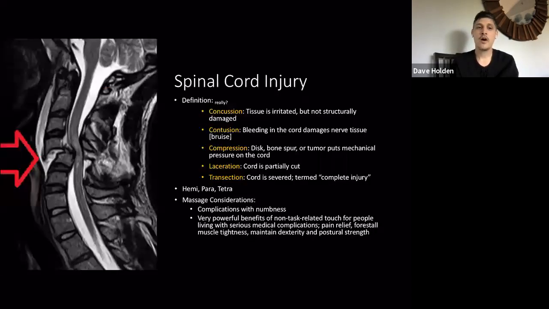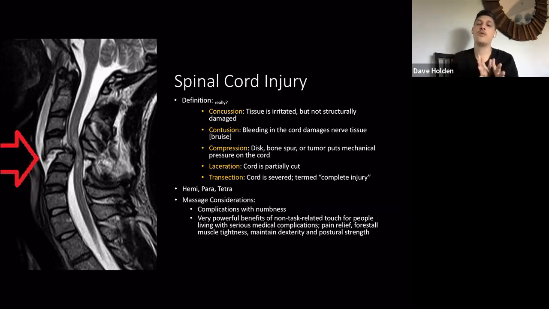Next up, we have a spinal cord injury. So the definition of the spinal cord injury, do I really have to go through this? This is going to be some kind of injury or damage to the spinal cord. So again, when we say damage to the spinal cord, we are talking about a range of injuries that could potentially happen to this tissue.